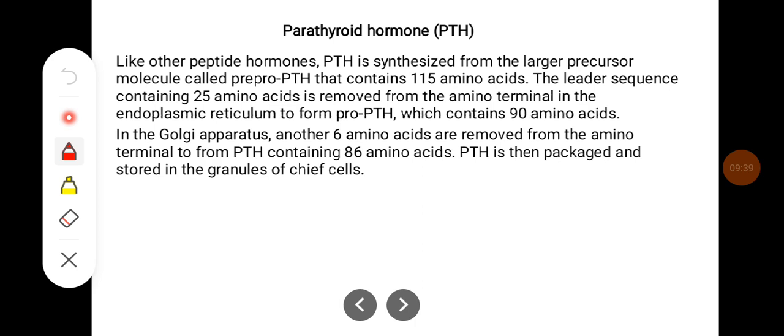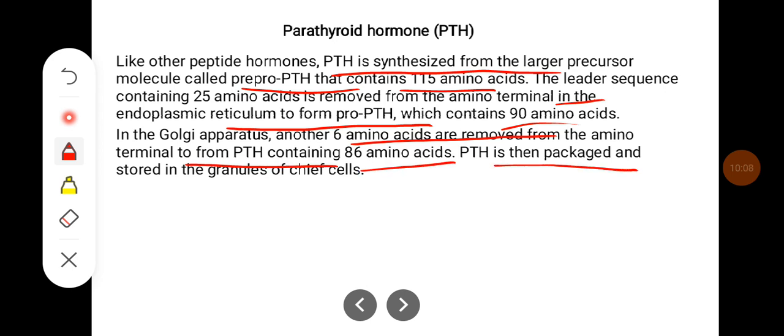Like other peptide hormones, parathormone is synthesized from a larger precursor molecule called pre-pro-PTH that contains 115 amino acids. The leader sequence containing 25 amino acids is removed from the amino terminal in the endoplasmic reticulum to form pro-PTH, which contains 90 amino acids. In the Golgi apparatus, another 6 amino acids are removed from the amino terminal, giving PTH containing 85 amino acids. PTH is then packaged and stored in the granules of chief cells.